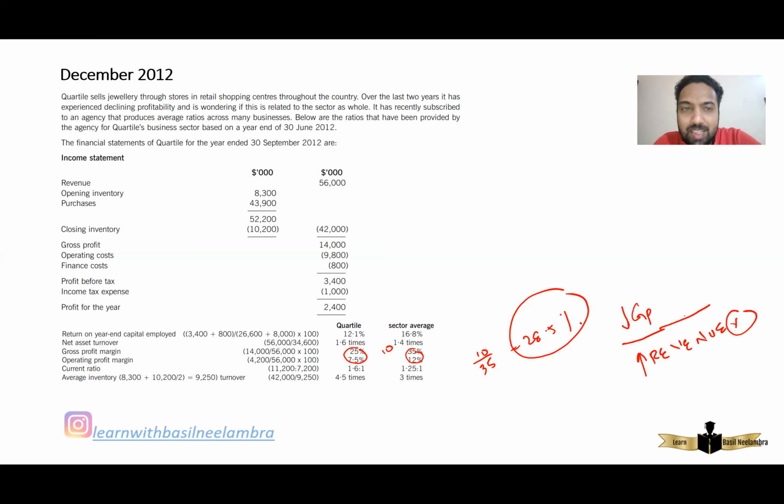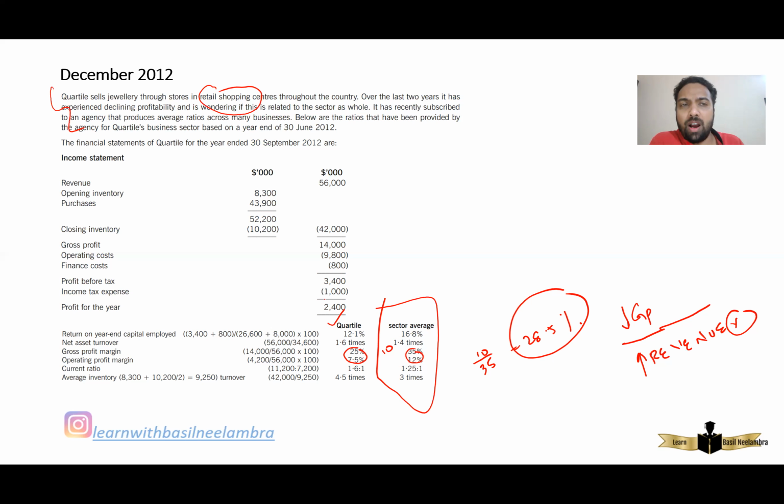So is there anything in this scenario to suggest why gross profit is lower? No, quickly read this. Cotail sells jewelry through stores in retail shopping centers throughout the country. Over the last 2 years, it has experienced declining profitability and is wondering if this is related to the sector as a whole. It has recently subscribed to an agency that produces average ratios across many businesses, and they've given all this sector average. And you have to calculate this. I've already calculated for you. So there is no information.